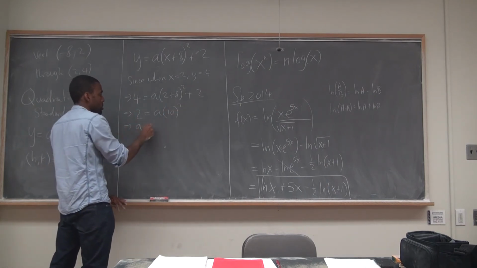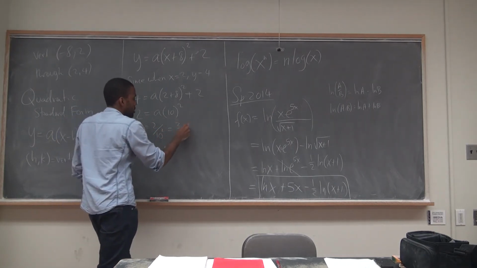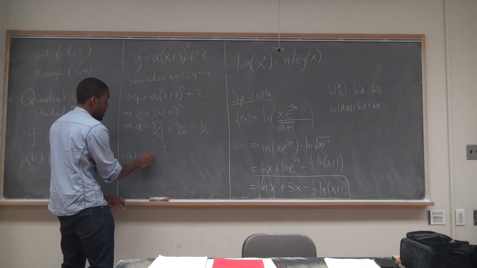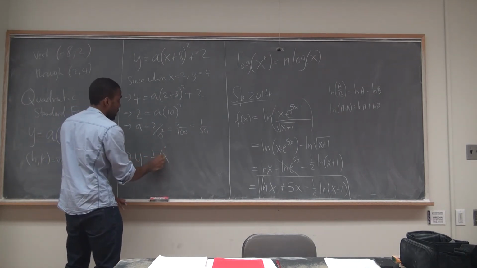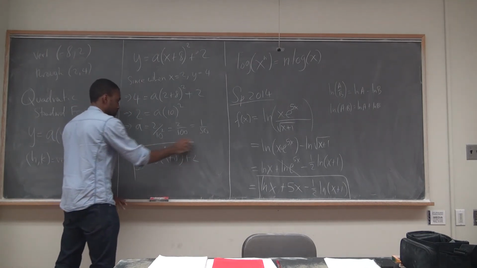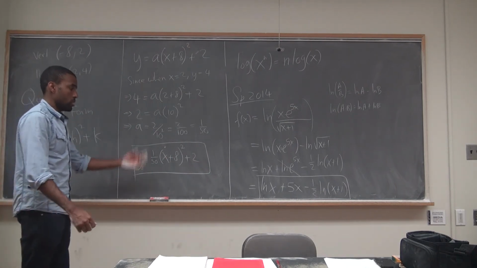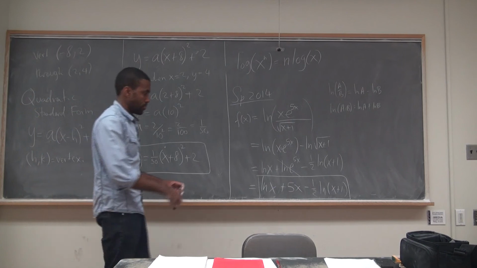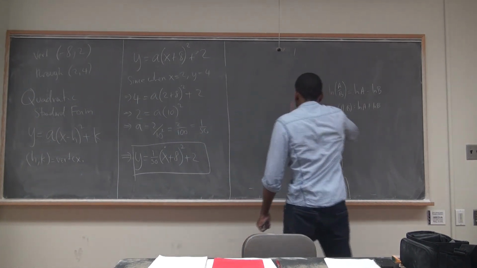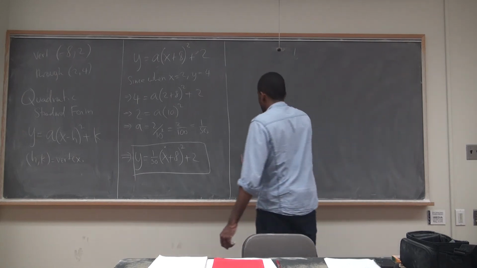This means your a is equal to 2 over 10 squared, which is just 2 over 100, which is 1 over 50. So ultimately your y is 1 over 50 times x plus 8 squared plus 2. And you just leave the x plus 8 squared as is, you don't need to expand. That's fine. Unless you're asked for a specific form, I don't really care what formula it is.